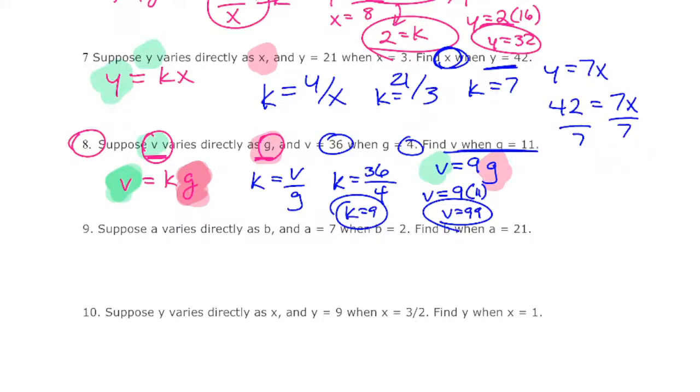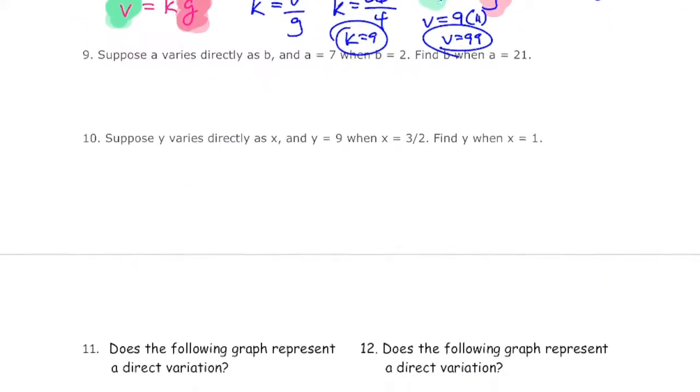Or if some of you worked it this way, 6 equals x, which is the same thing as x equals 6. Okay, great job. If you didn't get that, pause it, rewind it, see if you see how to get it, then try to work 9 and 10 before I show you, okay? All right, let's move on to 9.